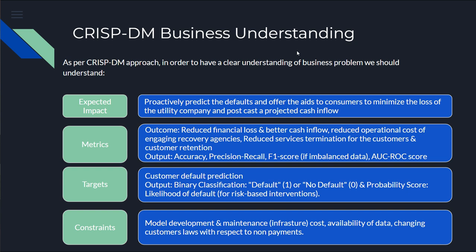So, targets. The target for this model will be identifying or predicting the customer defaults. The output will be a binary classification with Boolean values 1 or 0, 1 for default and 0 for non-default, and a probability score, which is basically a likelihood of default for risk-based interventions. What are the constraints? Model development and maintenance, infrastructure cost, availability of the data, and changing customer laws with respect to non-payments.